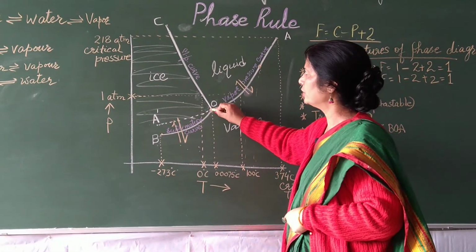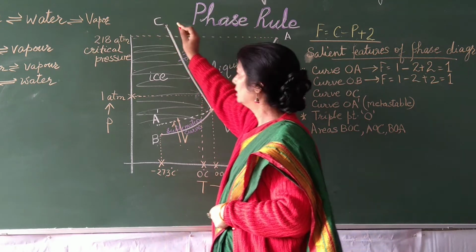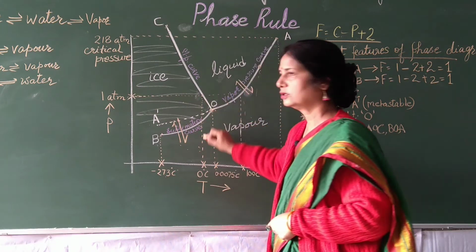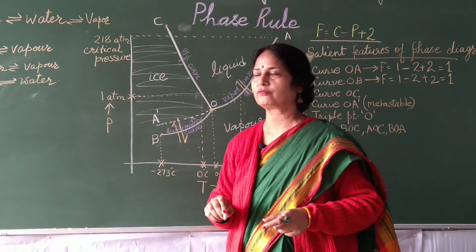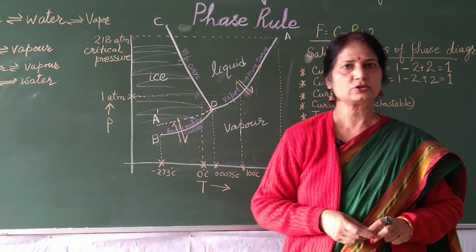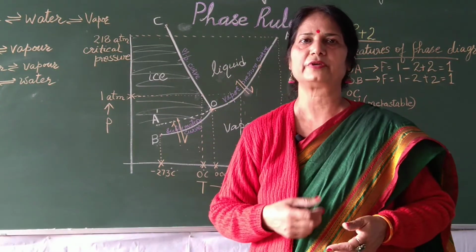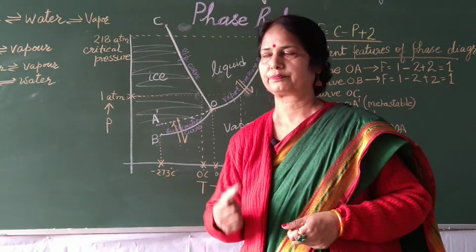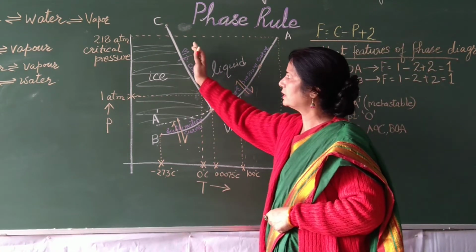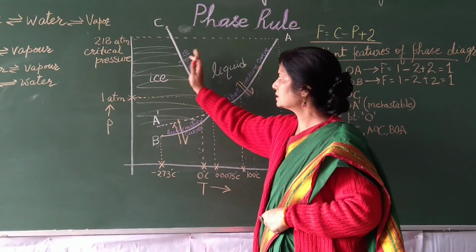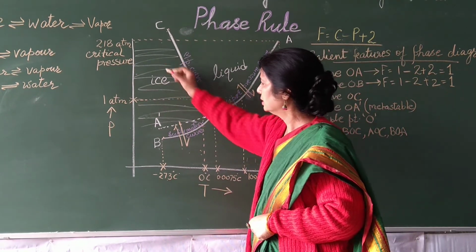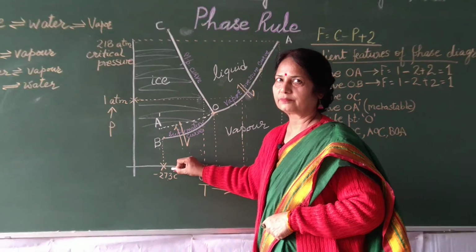It starts at point O and ends at point C, and as we can see, this 1 atmosphere line cuts it at 0 degrees centigrade, which is the freezing point of water. This curve signifies the melting point curve of ice, or the fusion curve, or the freezing point curve of water. One salient feature of this curve is that it is inclined towards the pressure axis. What does this denote? It denotes that as we increase the pressure, the freezing point is decreasing.